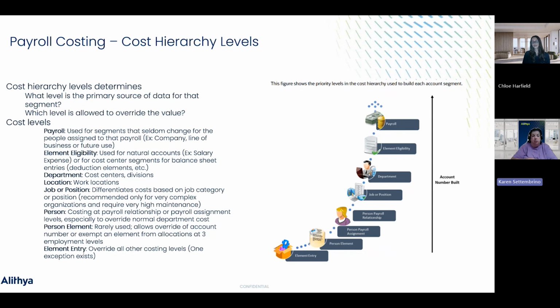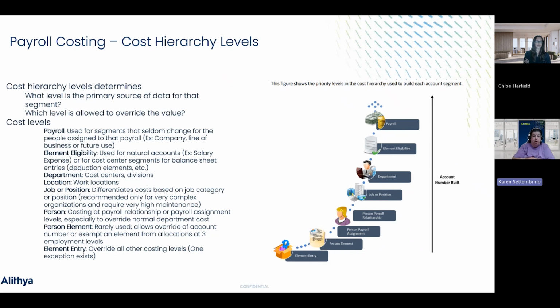So as an example, if you want a specific earning to be costed differently to a person because of the job or the role that they play or any other information, then you'd say it's only specific to that person, may not be specific at another level in the hierarchy. You can assign the costing to that person at the element level or the person as the assignment level.